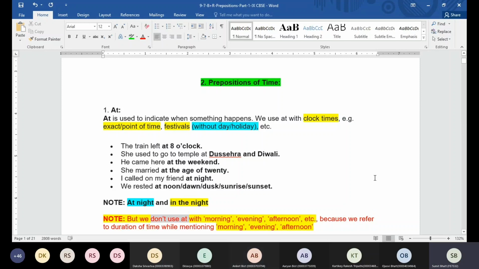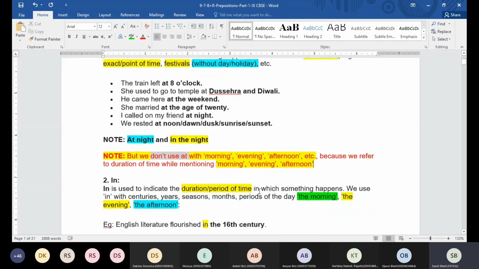Going back, guys, when you refer to the duration of time, we are not supposed to use the word at, rather it becomes the word in. If you refer to exact time, point of time, go for the word at. But if you refer to the duration, then go for the word in. So in is basically used for the duration, or period of time in which something happens.